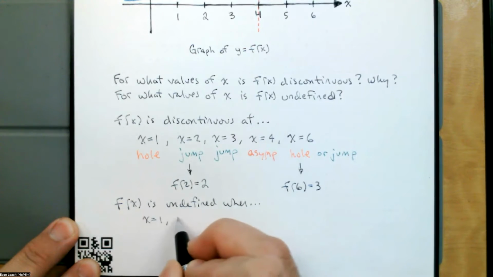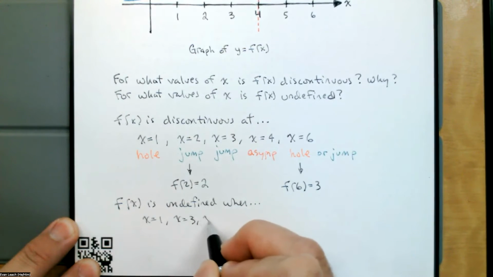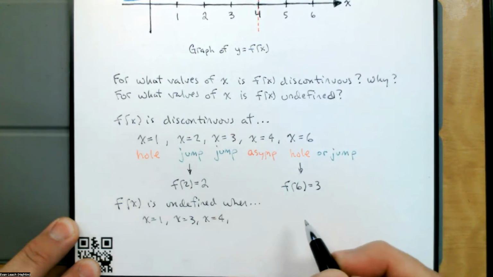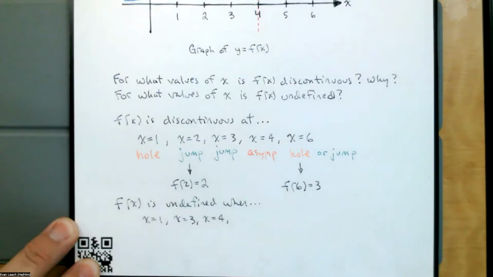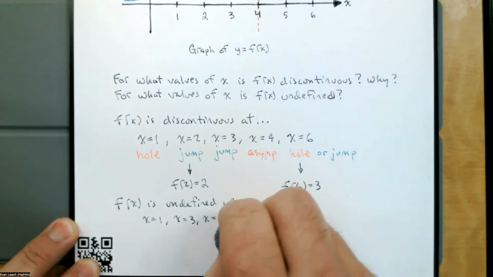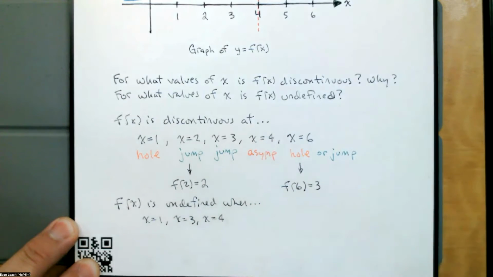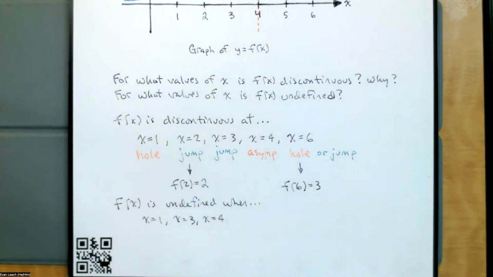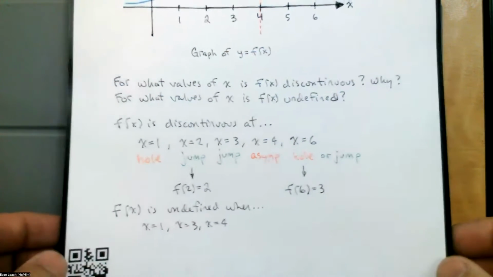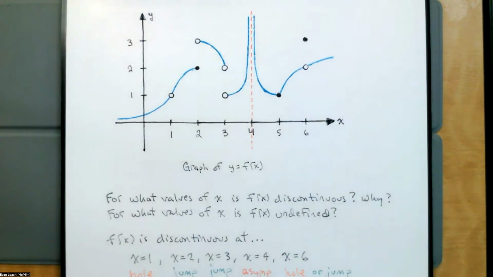So x equals 1, 3, 4, and that's it. f of x is undefined at these 3 points. From what we have, f is defined and continuous everywhere else. Based on the information that we have, f of x is defined and continuous everywhere else.